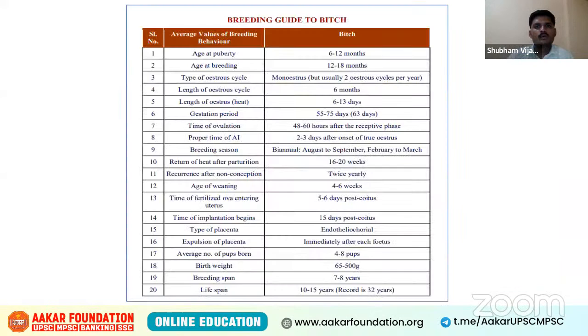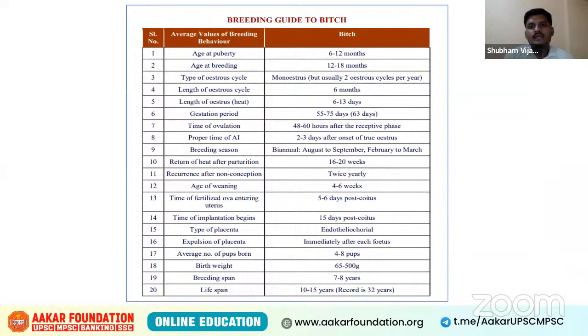Now, we are particularly looking at the female and her reproductive cycle. We are taking a few important points here, not just about the reproductive cycle, but overall different parameters of dogs. As the title is breeding guide to bitch, which is the female dog, and spelling is B-I-T-C-H.